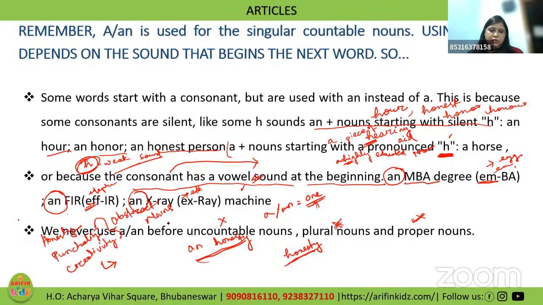So with abstract nouns also, we cannot use a or an, right? Why? Because, like Shantanu said, it is an uncountable noun. All abstract nouns are also uncountable. So that is why we cannot use a or an before these nouns.